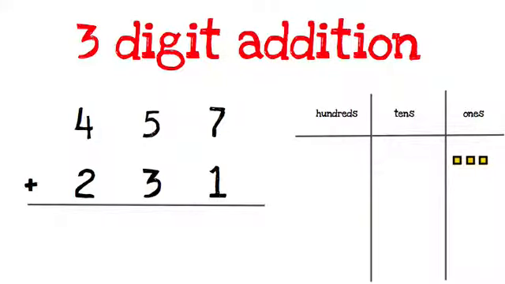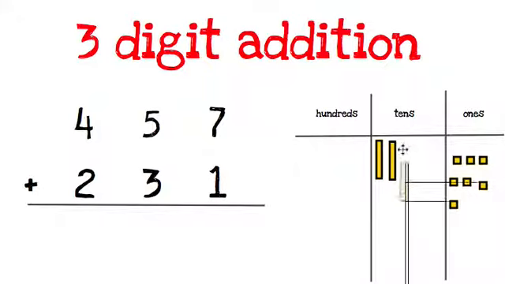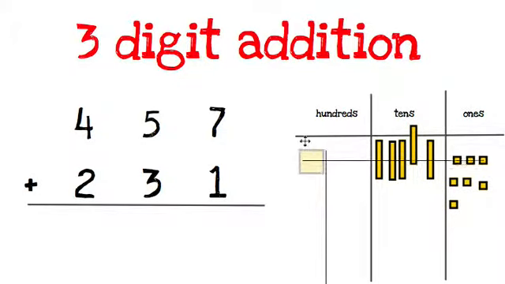3, 4, I have 7 in the ones column, and I have 5 tens, and I have 4 hundreds.